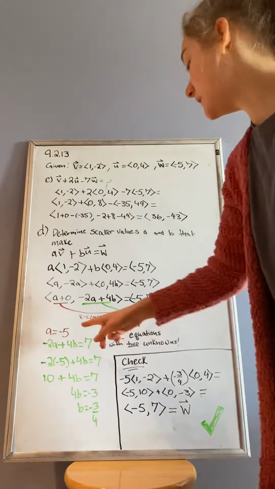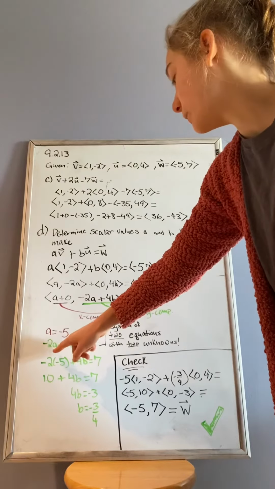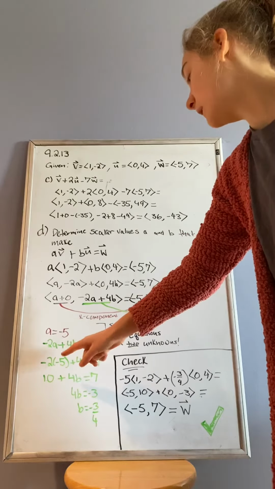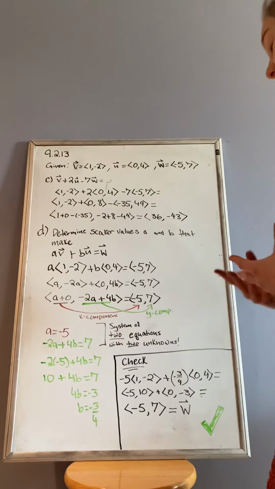And this is pretty easy. We already know what our a is, so then we can just plug it in wherever we see an a in our second equation. And when we solve, we see that b equals -3/4.